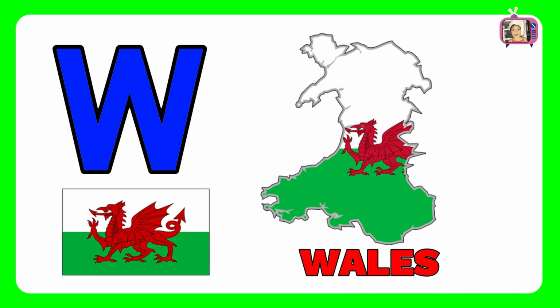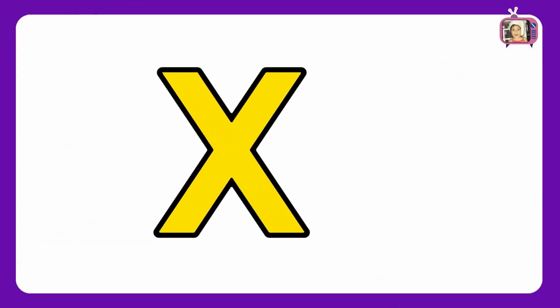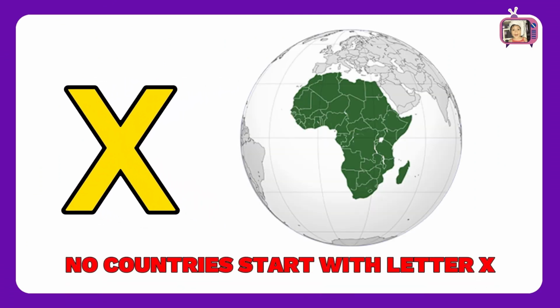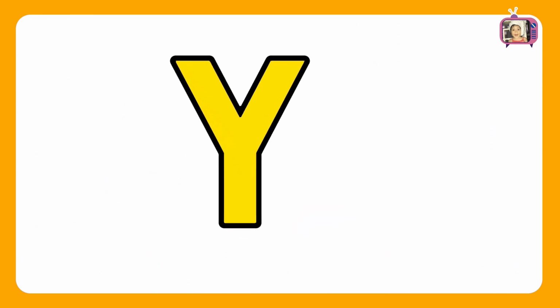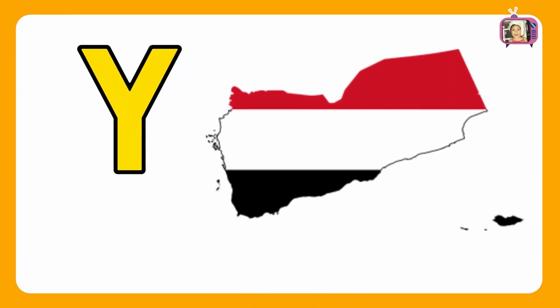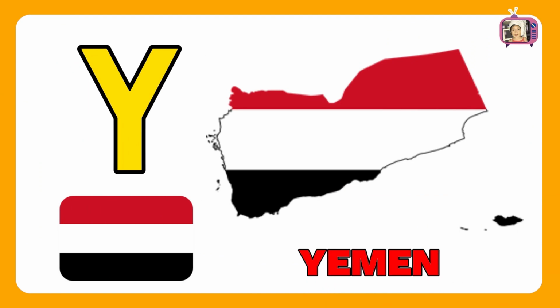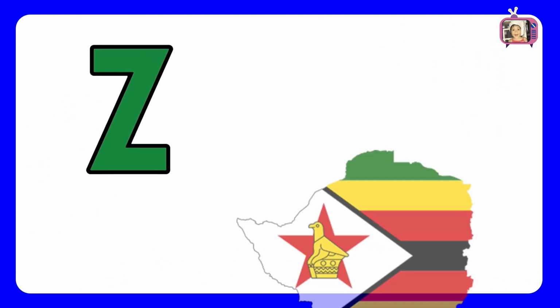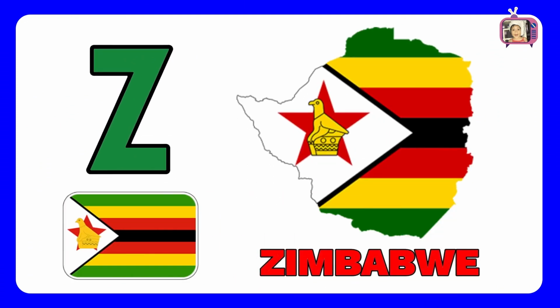W. W is for Wales. Wales. X. There are no countries that start with the letter X. Y. Y is for Yemen. Yemen. Z is for Zimbabwe. Zimbabwe.